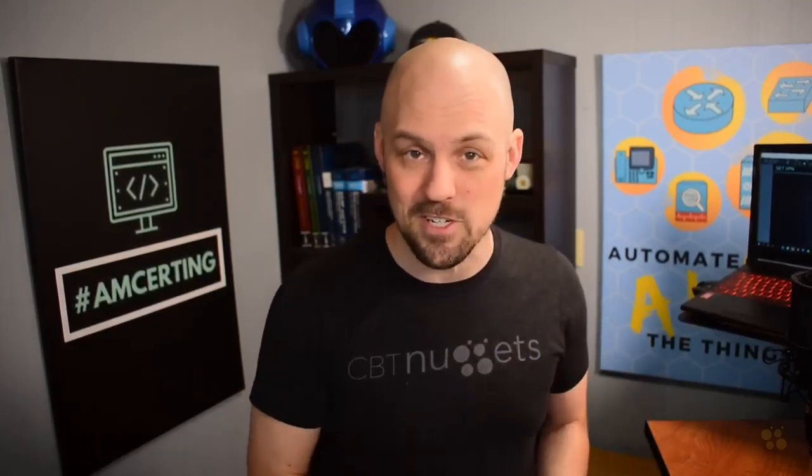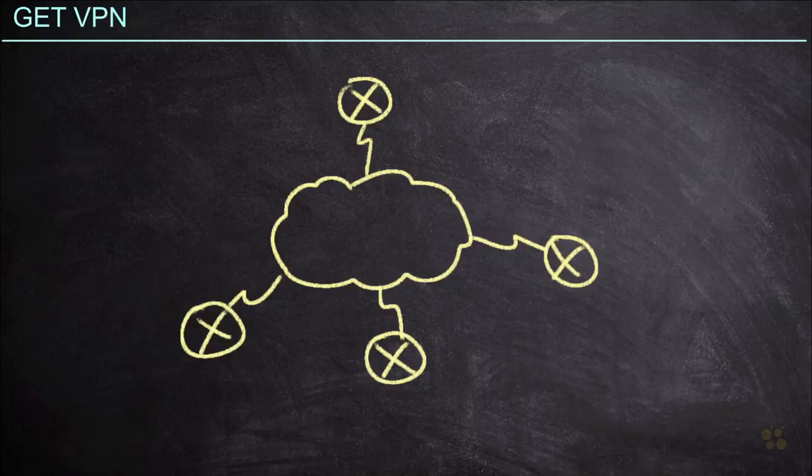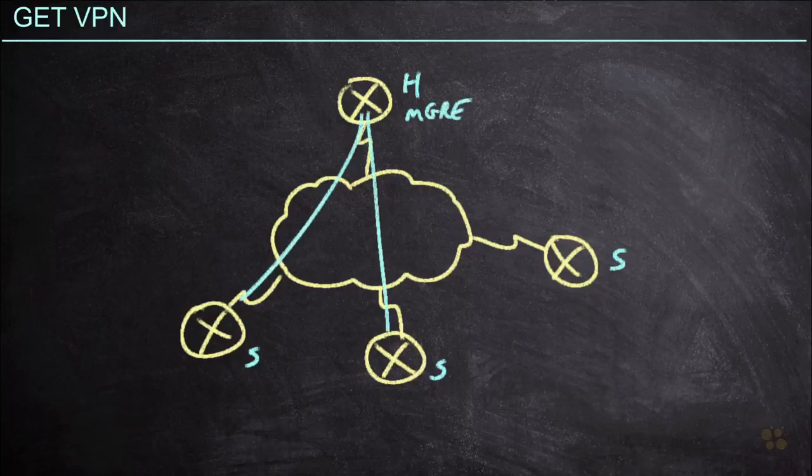So enter GetVPN. GetVPN is a solution that might solve some of the problems of our previous solution. Let's take a look. When we talk about DMVPN, we have this hub and spoke methodology, and the idea here is that we can dynamically form tunnels among any of these locations at any time. However, even though we're leveraging multi-point GRE or mGRE, we're still going to form individual tunnels among all of these sites.